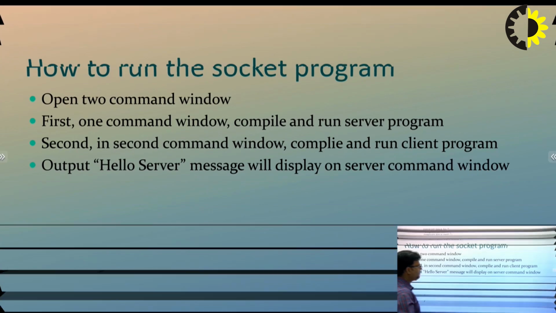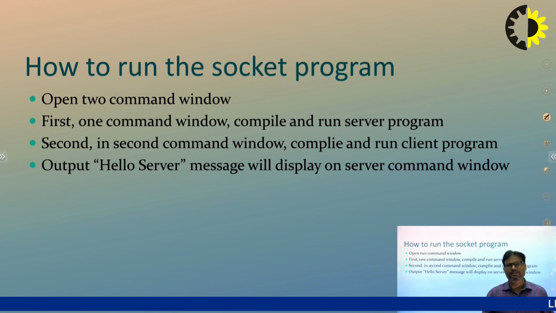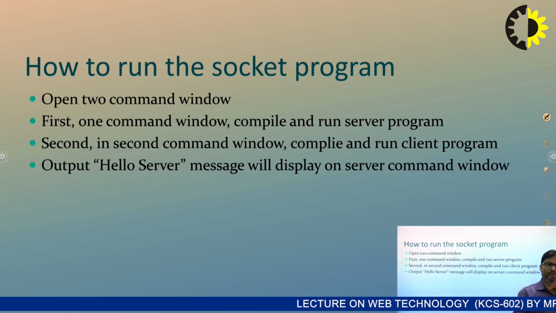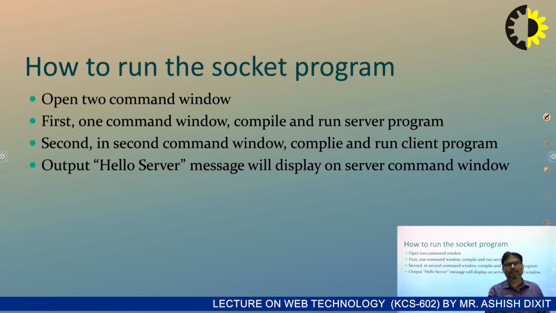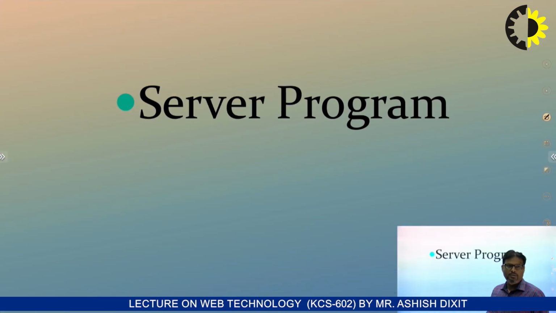How to run the socket program? First, open two command windows. In the first command window, compile and run the server program. In the second command window, compile and run the client program. The output, the hello server message, will be displayed on the server. Then the next example.